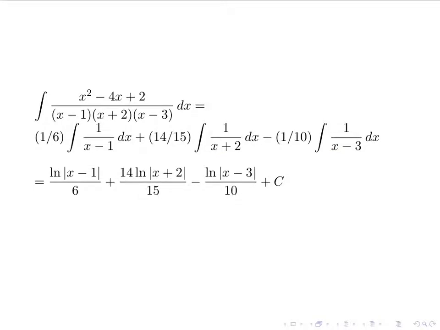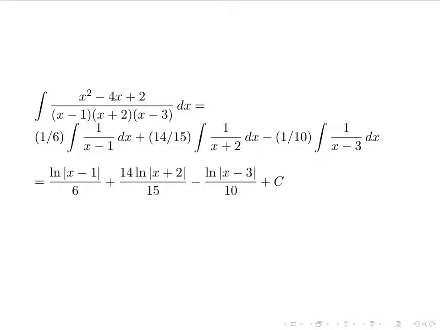So I just get the natural log of absolute value of x minus 1 over 6 plus 14 natural log of absolute value of x plus 2 over 15 minus the natural log of the absolute value of x minus 3 over 10. So I'm just rewriting it. It doesn't matter if you put the fractional coefficient out front or if you put it all into one fraction, right? So there's a couple ways you can always write them.